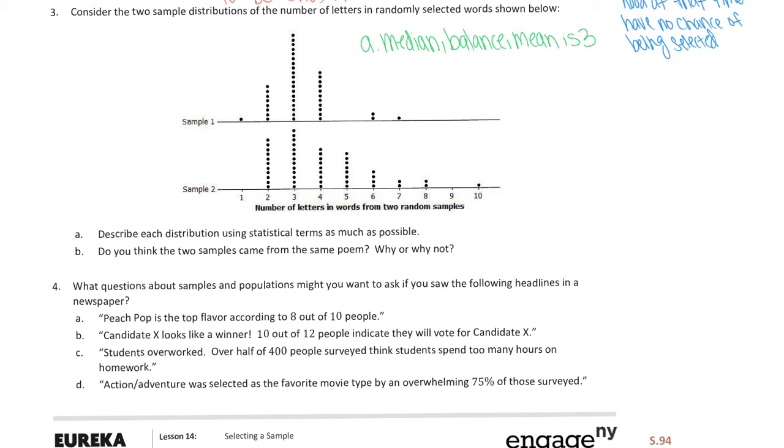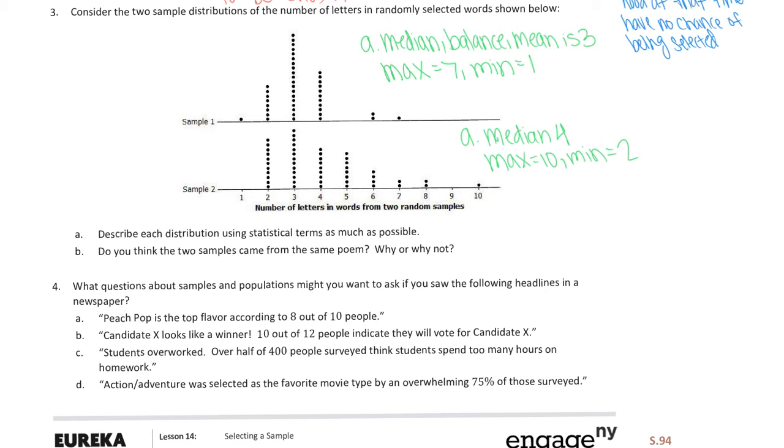All right, and then our maximum was 7, and our minimum is 1. Okay, then we'll go ahead and do the same thing for sample 2. So for sample 2, the median looks to be about 4 letters, and the maximum is 10, and the minimum is 2.